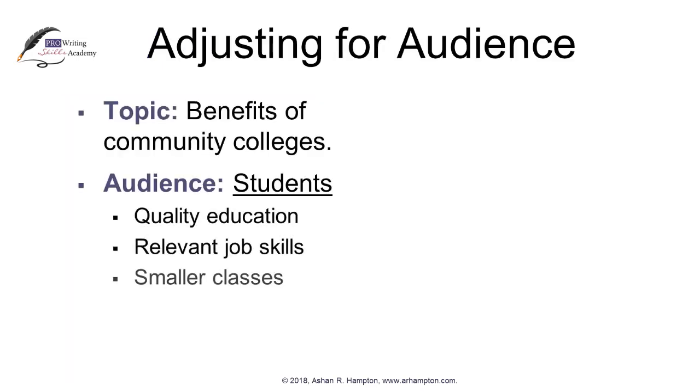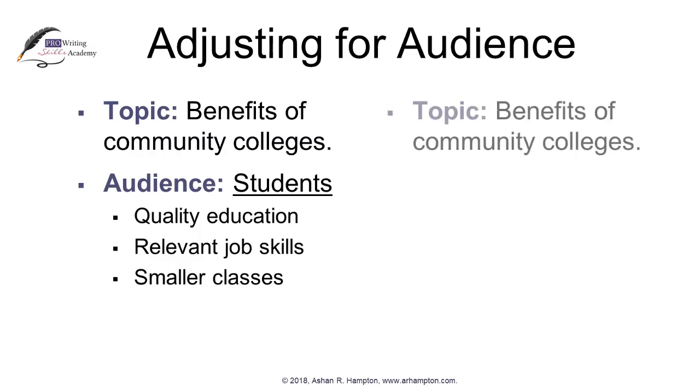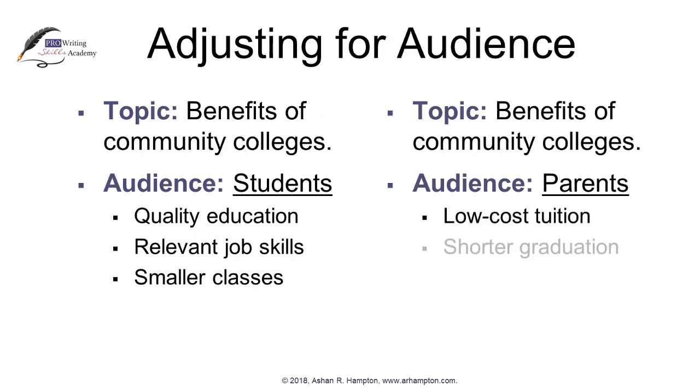Adjusting for audience. So let's take a look at an example here of one topic: the benefits of community colleges. And you want to talk to students. Students comprise your audience. You might want to talk about the quality education they can receive at a community college, relevant job skills, meaning you will actually learn things that you can apply in the workplace, and smaller classes than other universities. Those are all benefits that you would want to give to students to inform them and help persuade them to think about community colleges and the benefits for them.